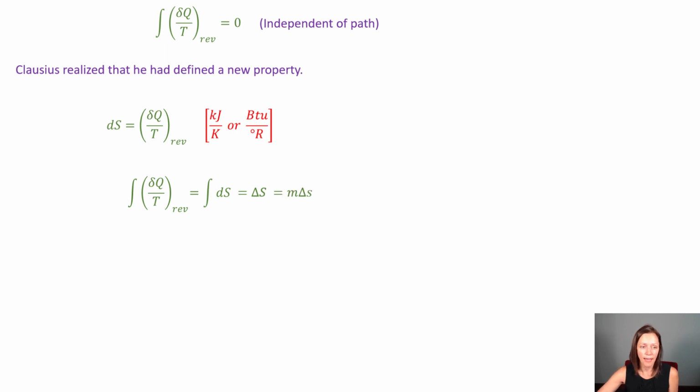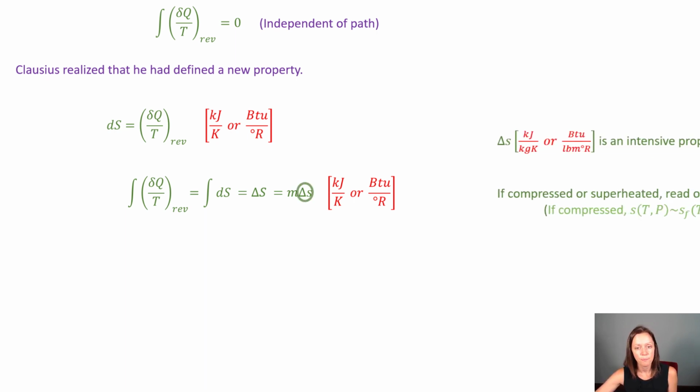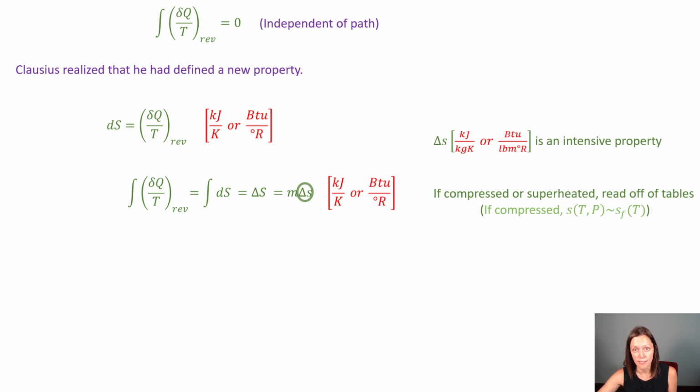The units on that are going to be kilojoules per Kelvin or BTU per degree Rankine. You could also put that as m delta little s, and delta little s is an intensive property, on a per mass basis. That's something you can look up if you've got thermodynamic tables. If it's superheated, you just read it right off the tables. If it's compressed, you can make an approximation that it's equal to s sub f at T, not P, or you'll get a big error.